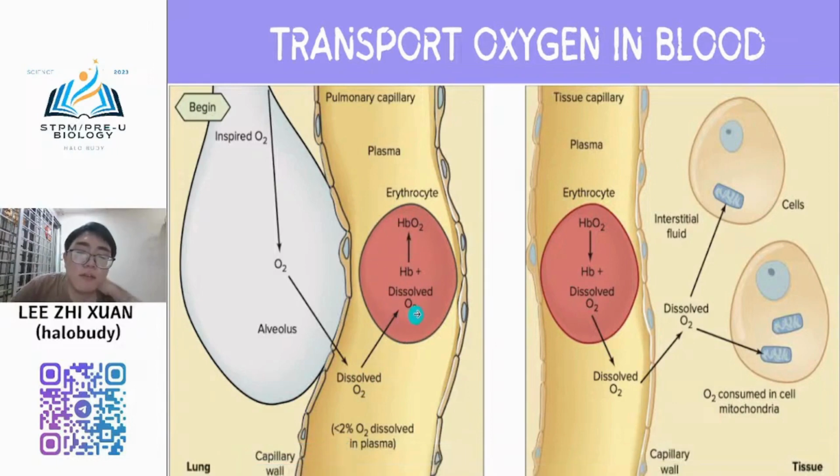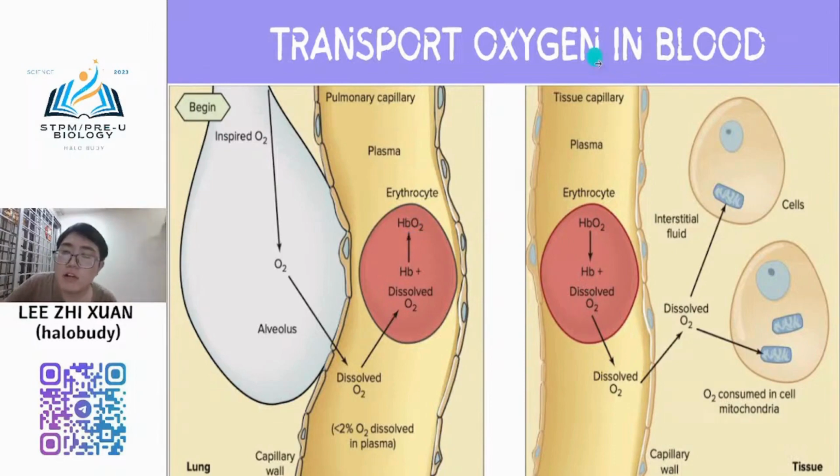Once it diffuses into the red blood cell, it will react with the hemoglobin to form oxyhemoglobin, which in chemical formula we write as HbO2. This we call oxyhemoglobin. Once it forms oxyhemoglobin, this erythrocyte will go to the other parts of the body that require oxygen.